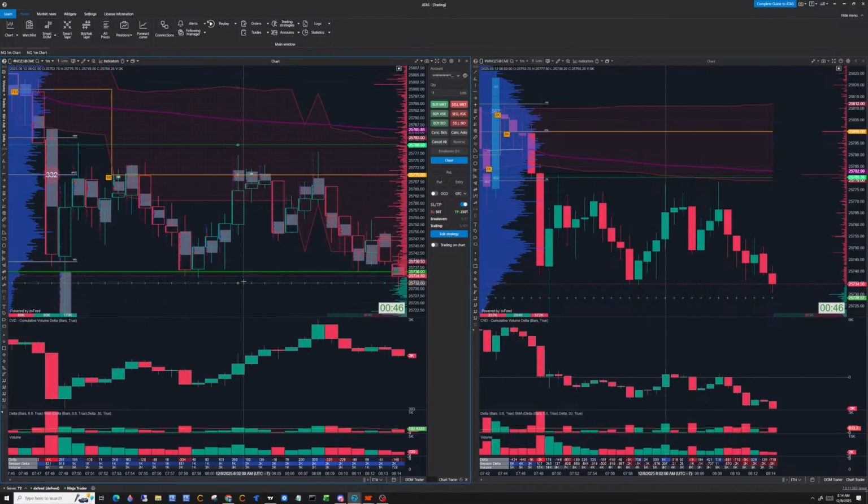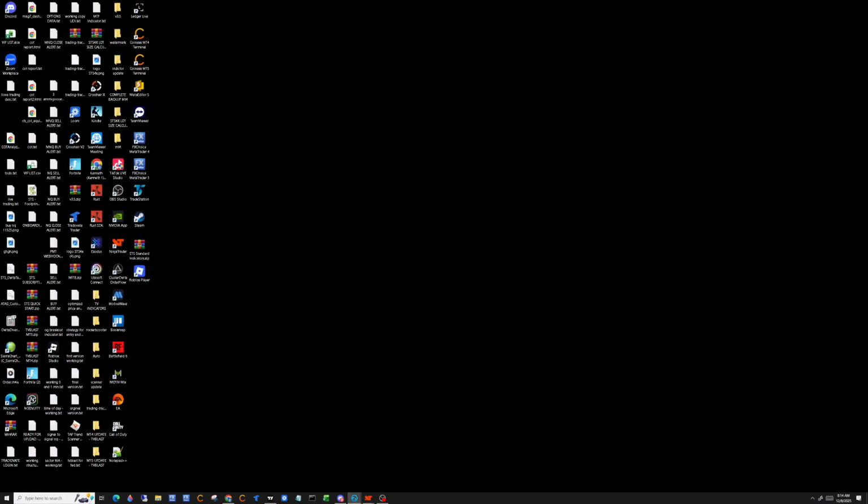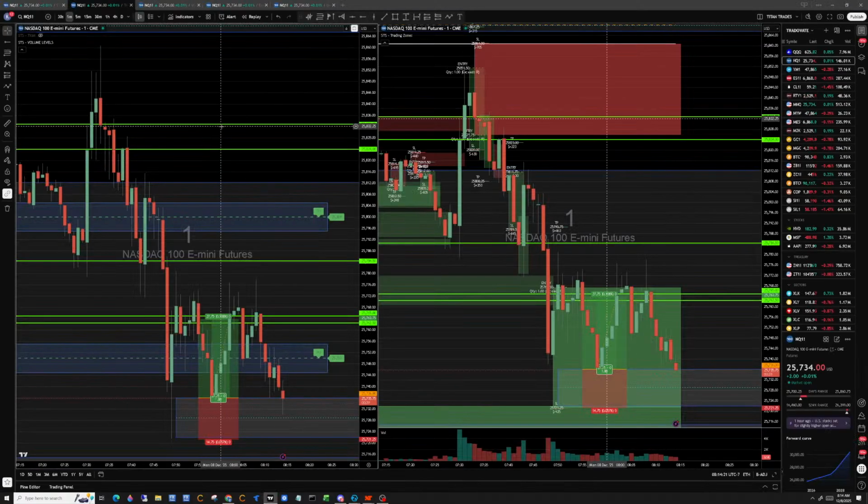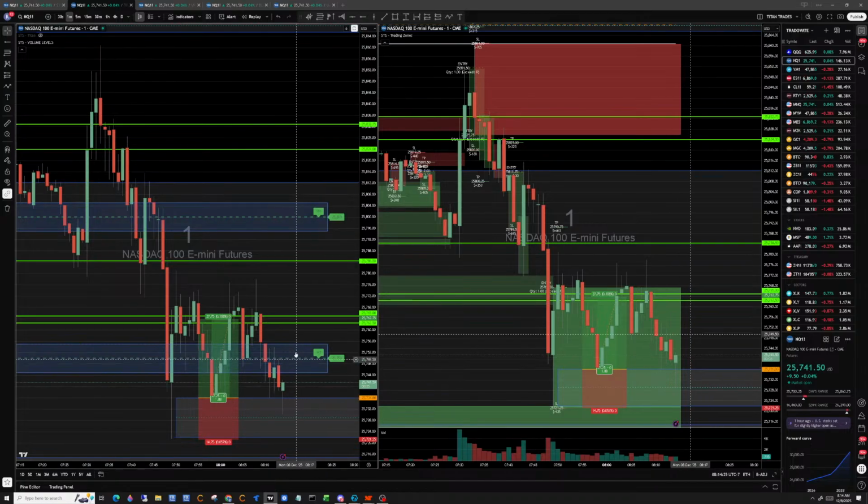So I'll take a look at it here in a little bit and see how it's looking. But I think this zone just keeps holding up. But there it hit my old entry. I didn't take it though.